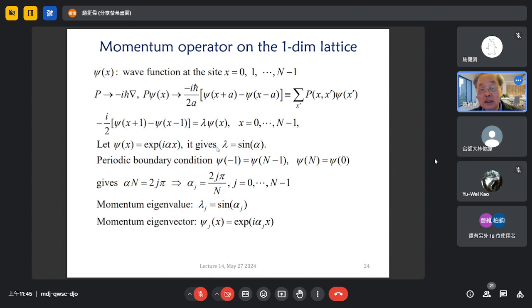This is easily seen, because this periodic boundary condition immediately gives me this. And then alpha_j is this. So the momentum eigenvalue: when you plug in alpha_j, you get this lambda_j, and also the momentum eigenvector. So this is the solution for the momentum operator on a one-dimensional lattice.